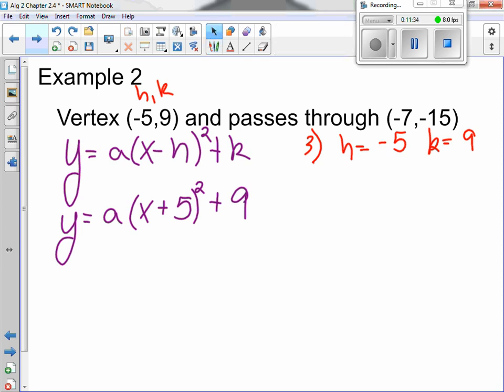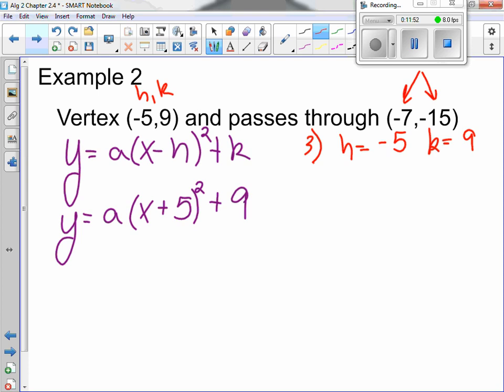Now, what do we need to find? We need to find the value of a. A is the only variable we're missing. That's the only value we're missing. So to find it, we're going to plug these two values, the point -7, comma, -15 into the function.